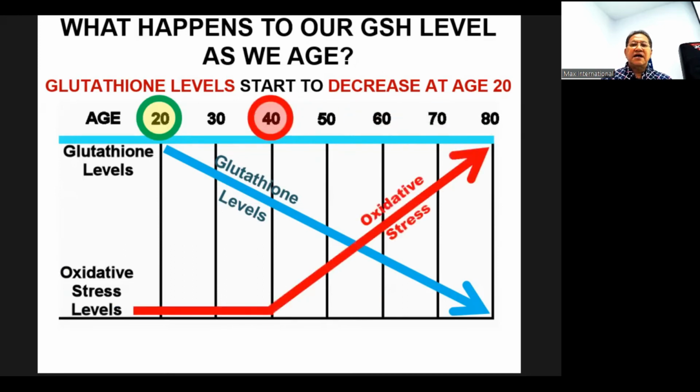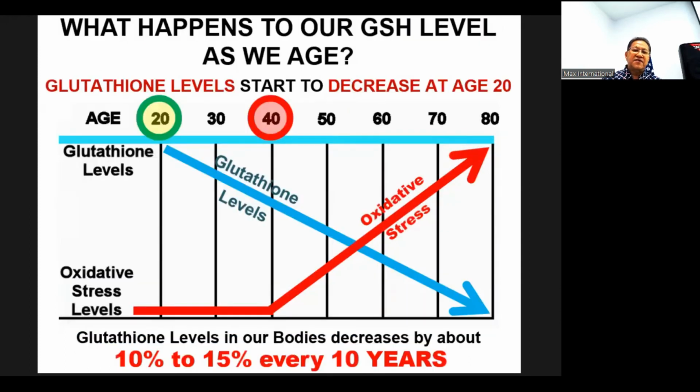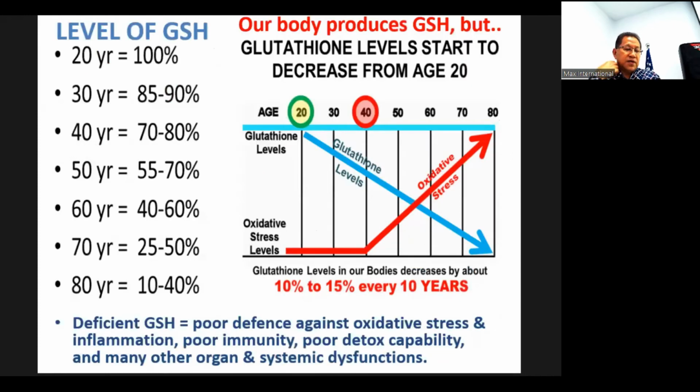Okay, so the decline is about 10 to 15% for every decade, which means by 40, you are 20 to 30% down. By 60, you are 40 to 60% down. That means then you will have problems with oxidative stress, inflammation, poor immunity, poor detox capability, and many other organ and systemic dysfunctions.